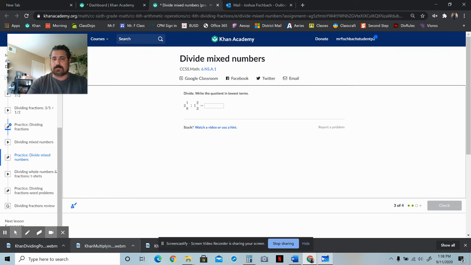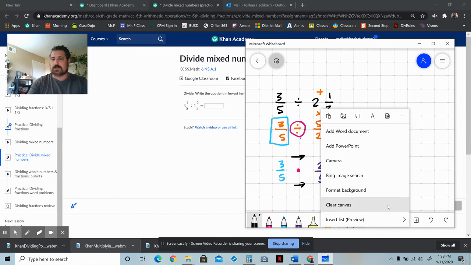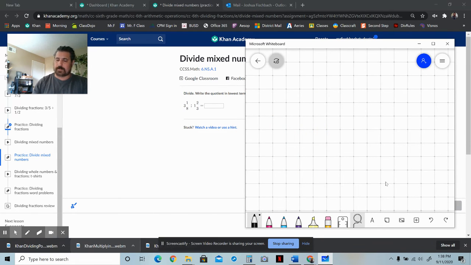Next up, we've got 3 1/8 divided by 1 2/3. Let's clear our canvas and do this problem. So we have 3 1/8. We're dividing that by 1 2/3. First things first, we're going to change it from mixed numbers into improper or top-heavy fractions.